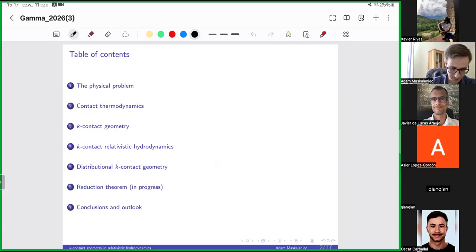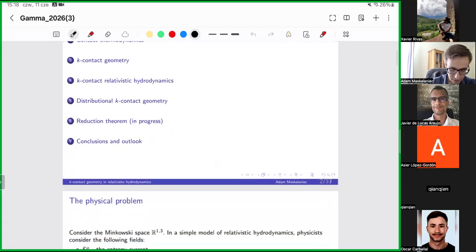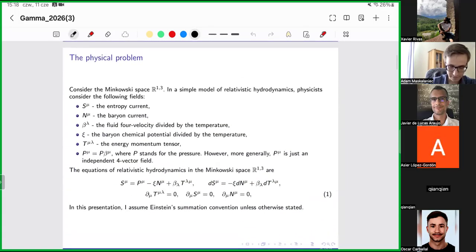And it turns out that the classical approach to contact geometry using only K-contact forms is not sufficient for our purposes, and thus we will need to use the novel distributional approach to K-contact geometry described by Javier De Lucas, Xavier Rivas, and Tomasz Sobczak. And later, using this formalism, I will proceed with the reduction theorem for certain symmetries that are satisfied by our physical systems.